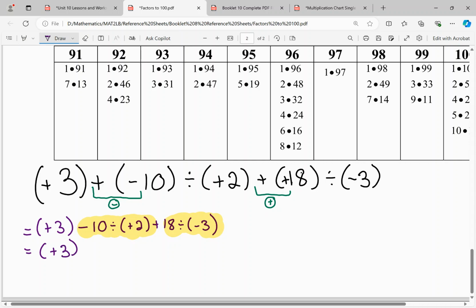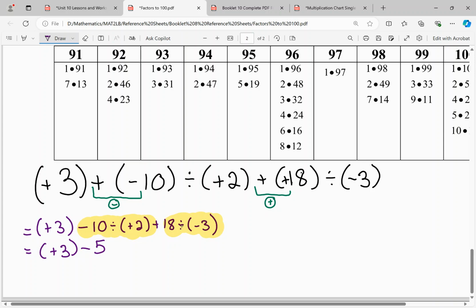Negative 10 divided by 2. Well, first of all, that answer is going to be negative because we have one negative and one positive. And 10 divided by 2 is going to give me 5. You're welcome to use the factor chart to double check that. So negative 10 divided by positive 2, negative 5.